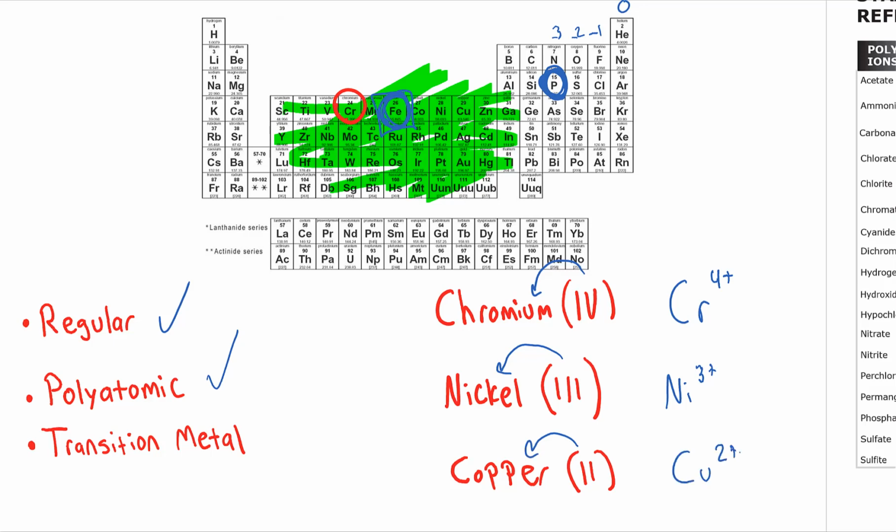Copper 2 plus. Whenever you have a transition metal, you always will have a parentheses number like this telling you which one of the transition metals you're dealing with, which version, meaning which positive or negative charge.